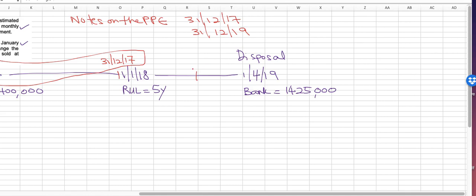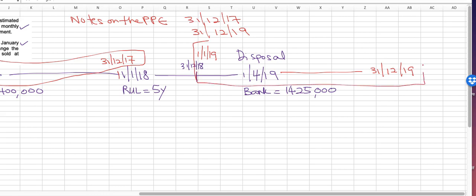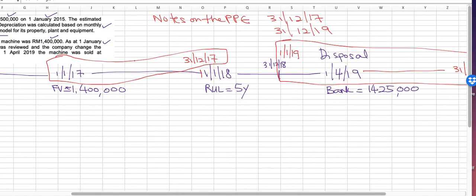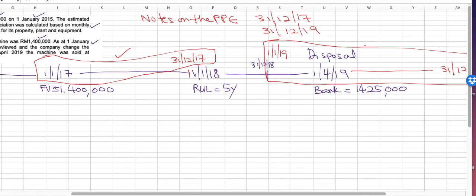So 31st December 18 di sini. Okay, sekejap. Okay, 31st December 18 di sini. Therefore, esoknya is 1st January 19. Okay, so up to 31st December 19. So this is the year that you have to prepare. Walaupun tak cantik sangat kan. So this is the notes that they want to see.